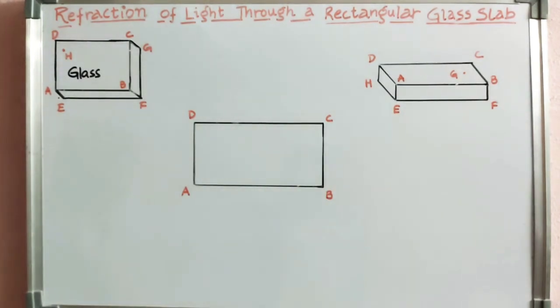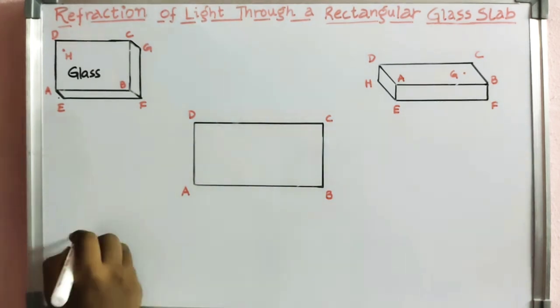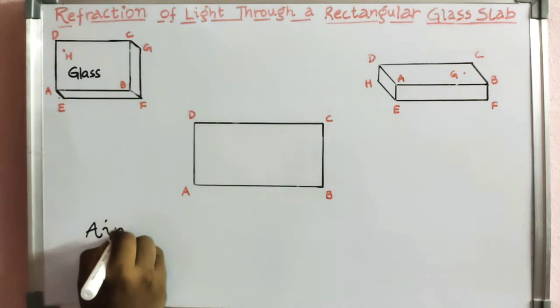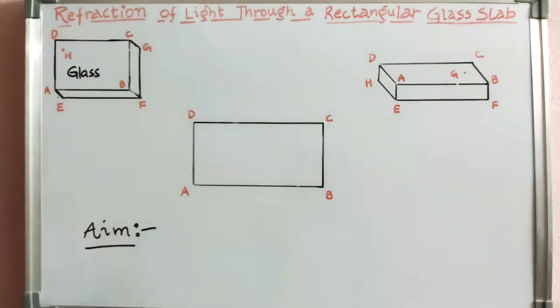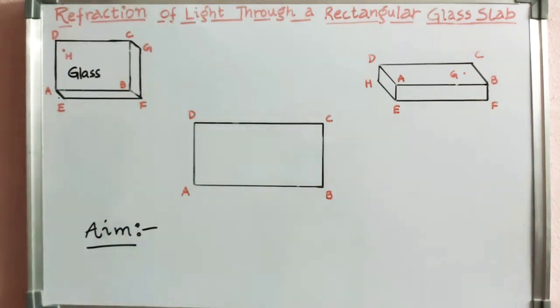We will have a title. What do we call it? We will call it the aim of the experiment. What is the aim of the experiment? The aim of the experiment is to trace the path of light passing through the glass slab.